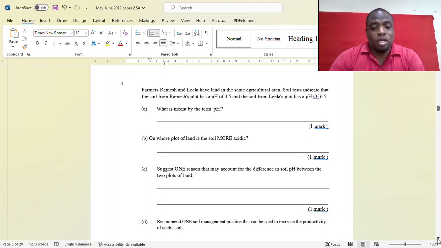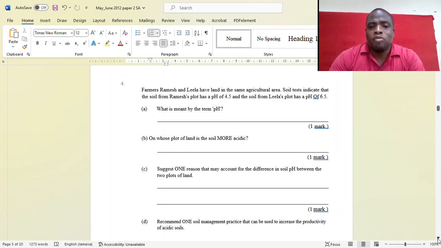Now, another thing, the type of soil that is there. If you have a clay type soil, this type of soil is more capable of holding water. The thing about waterlogging is that it increases acidity again.